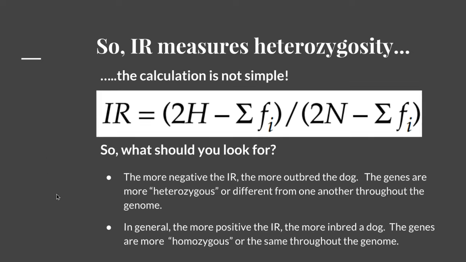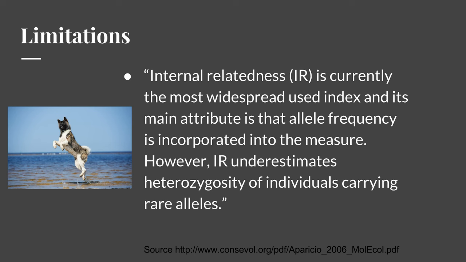The more negative the IR, again, the more outbred the dog. The genes are more heterozygous, or different from one another, throughout the genome. It also means that the sire and dam of that particular dog were more different from each other than they were the same. In general, the more positive the IR, the more inbred the dog. The genes are more homozygous, or more the same, throughout the genome. So that means that the sire and dam of the particular dog you're looking at were more like each other than they were unlike each other.